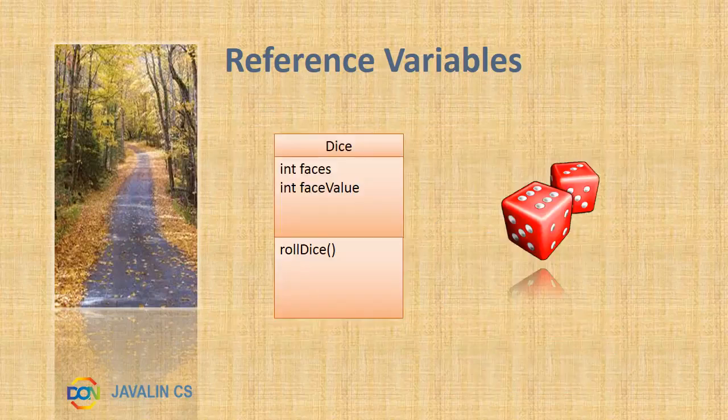Now let's turn our attention to writing the dice class definition for our dice objects. Here you can see that I've got two instance variables. There is int faces, which is the number of faces on the dice, usually 6. And we also have an integer variable called face value, which is the value on the face after the dice has been thrown. We also have a method called roll dice, which will be how we will roll the dice to get our face value.